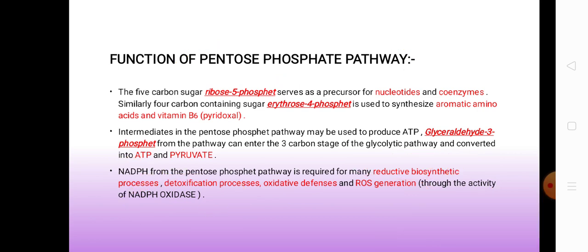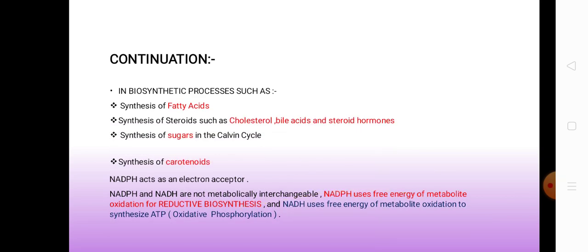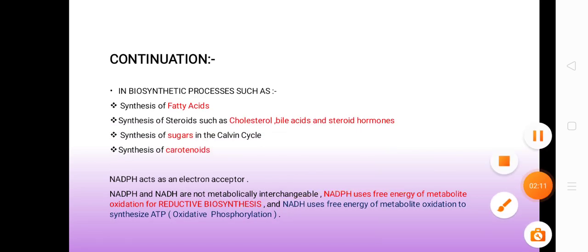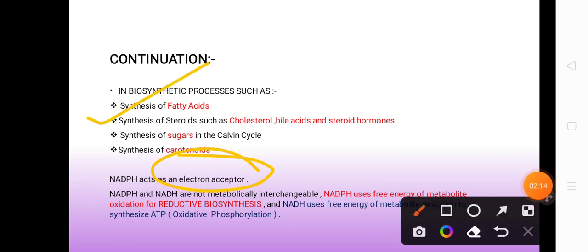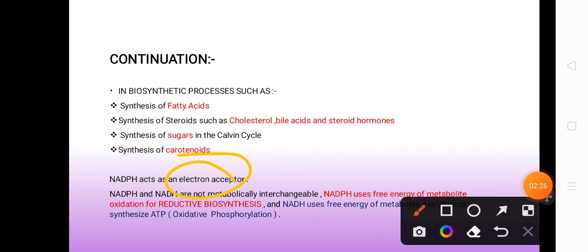Not only that, also in many important biosynthetic processes, NADPH acts as an electron donor. For example, synthesis of fatty acids, synthesis of steroids, for example cholesterol, bile acids, steroid hormones, synthesis of sugar in the Calvin cycle, and synthesis of carotenoids. In all these things, NADPH acts as an electron donor.